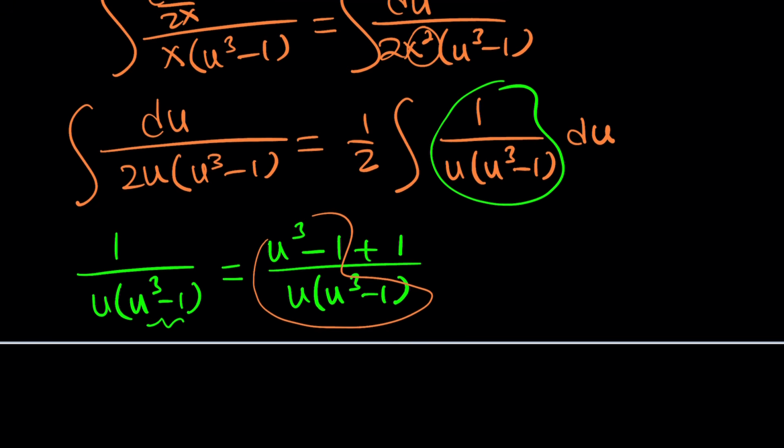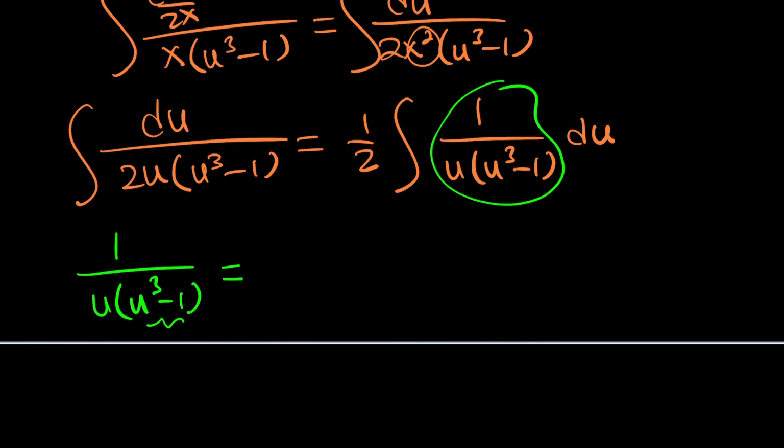And that's going to give us u cubed. Let me see if I left out anything. U cubed minus, okay, that's not right. I meant to write u cubed minus u cubed plus 1. Exactly, that's what I need. And then that's divided by u times u cubed minus 1.